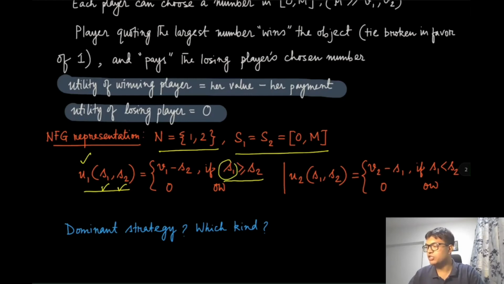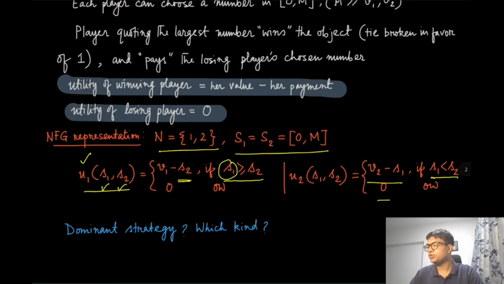So player 1 actually wins in this case, and it pays the second highest number, which is S2. So V1 minus S2 is going to be the utility of this particular player. And if it does not happen, that is, if S1 is strictly less than S2, then player 1 does not win, and its utility is going to be 0. Similarly, the opposite happens when S1 is less than S2: then player 2 wins, and the utility is going to be V2 minus S1, and 0 otherwise.